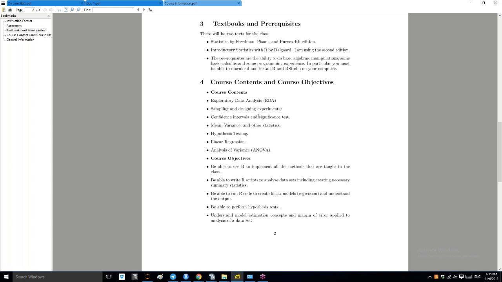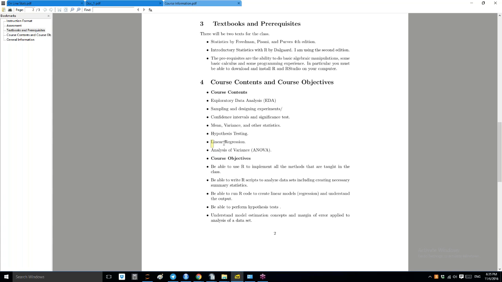So we're going to discuss confidence intervals and significance tests, which is really a way of saying we have a number, just how sure are we that this number is good? And mean, variance, and other statistics, these are some of the numbers. Hypothesis testing is a way of formally looking at whether certain ideas are true or not. So you use hypothesis testing a lot of times when you draw a model, you want to test the hypothesis that this model actually makes some sense.